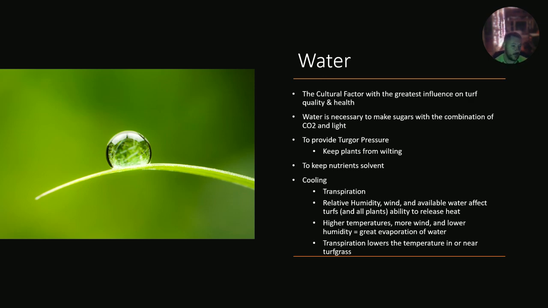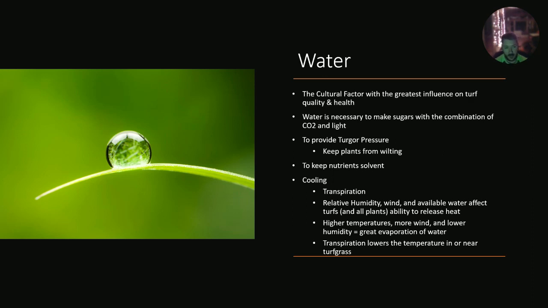Water is necessary to make sugars with the combination of CO2 and light, right, through photosynthesis. It's also used to keep turgor pressure, which means plants are not going to wilt, right? We have pressure within the blades and they don't wilt that way. It also is used to keep nutrients soluble, right? All of the nutrients that those plants need ride on water. And when there's no water, those nutrients are not available to the plant.